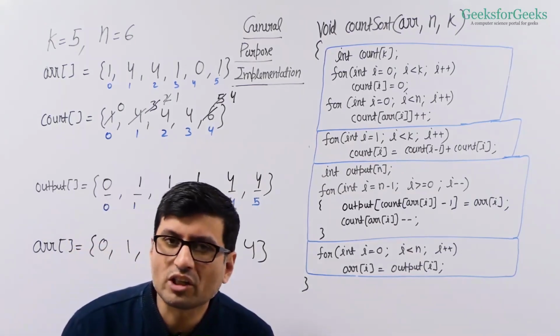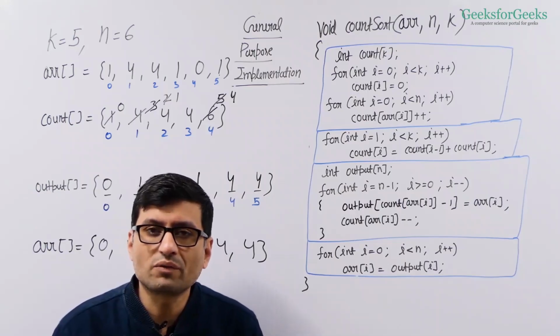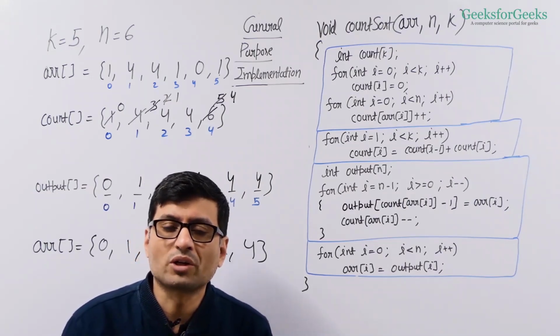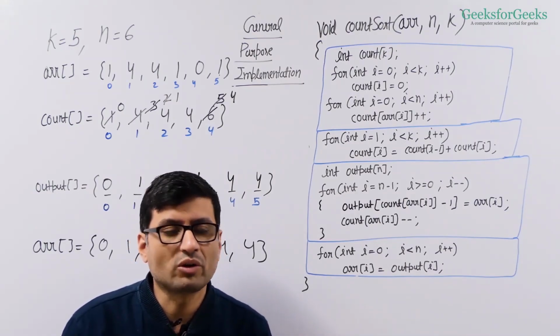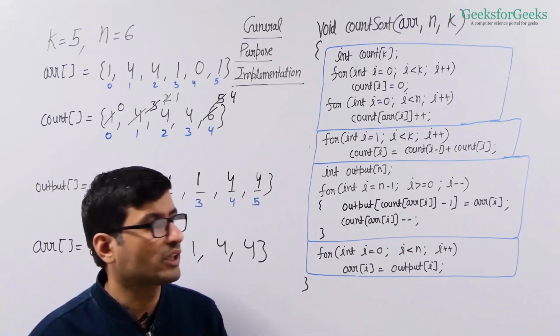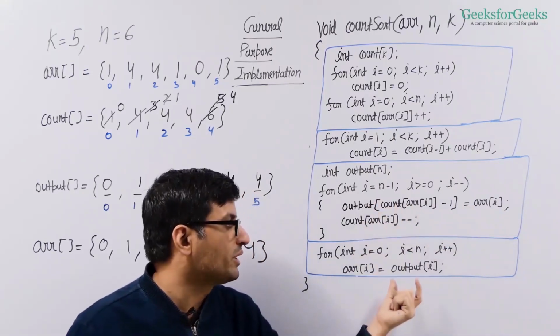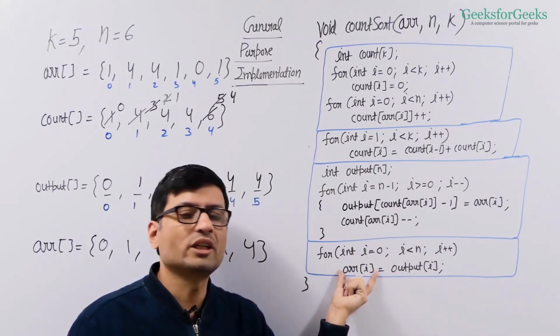It's a stable sorting algorithm because we are traversing from the right side, and it takes care of objects when you want to sort them according to a particular key, because we are never putting indexes as values in our output array. We are putting actual objects in our output array and then copying these actual objects back to our input array.